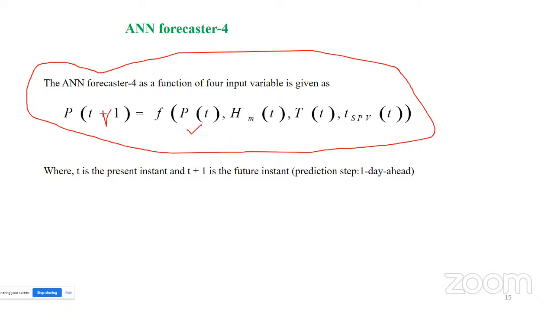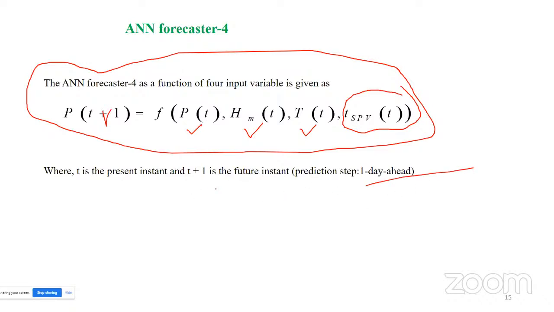using the historical power, radiation data, temperature data, and one more parameter for solar power output: how many hours the solar power plant is operated. This is TSPV, meaning the hours of operation, when the SPV plant is in running condition, like when radiation is available. That is also incorporated as one parameter to find PT plus 1, where T plus 1 is the future instant. In our case study, we have taken 1 day ahead.